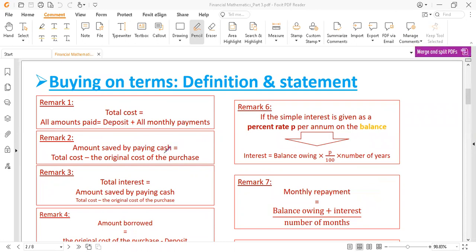You know that by paying cash, you can save a good amount of money. The amount saved by paying cash is equal to the total cost when you are buying on terms, minus the original cost of the purchase.